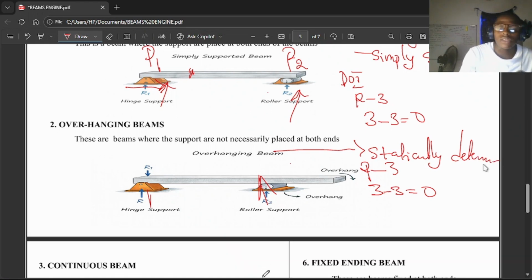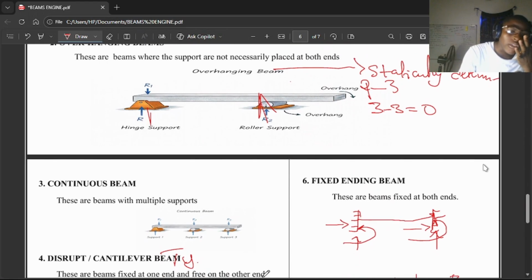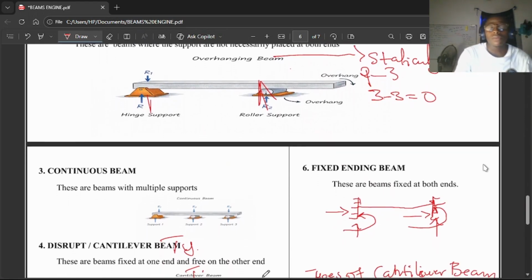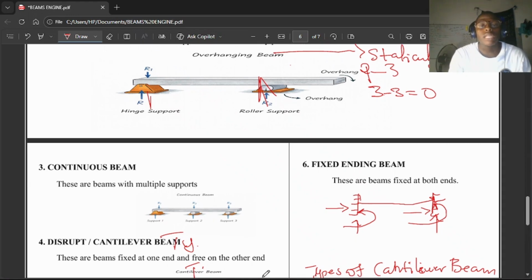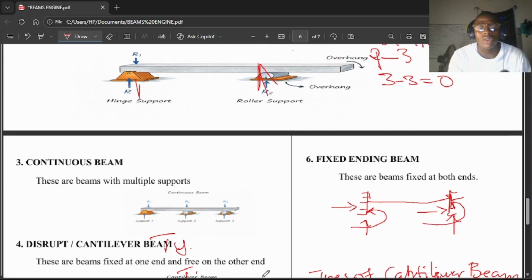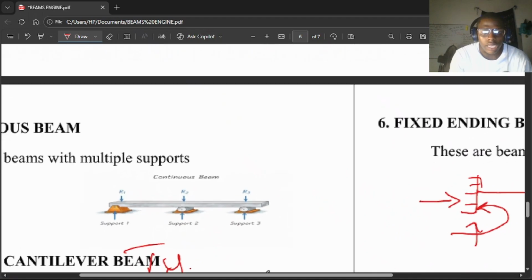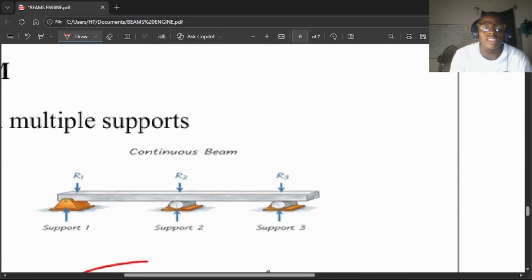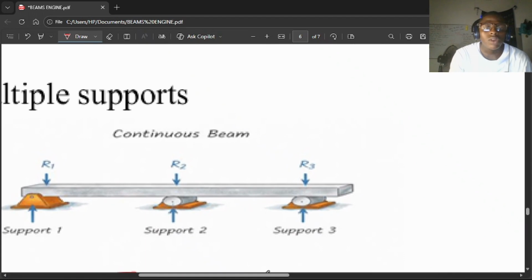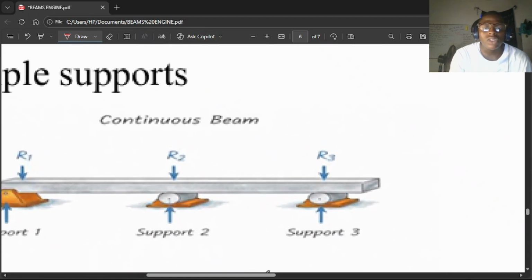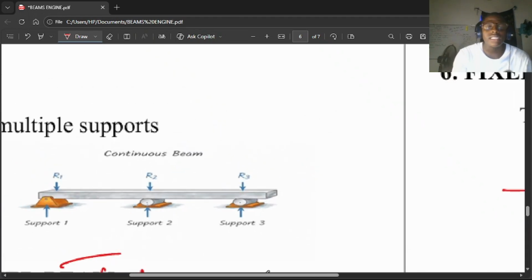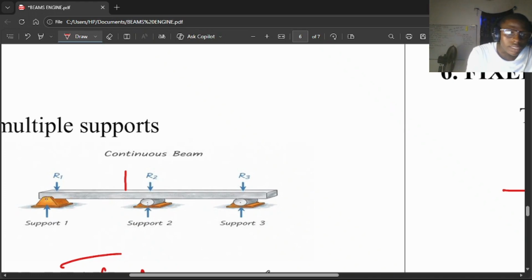Now let's go over to the next one. The next one is our continuous beam. Now, what can we say about your continuous beam? Look very closely. You can see that what you have there is basically three supports, right? So you're basically seeing this support here. I see my cursor. You are seeing this support here. You are seeing another support here, and you're seeing another support here.